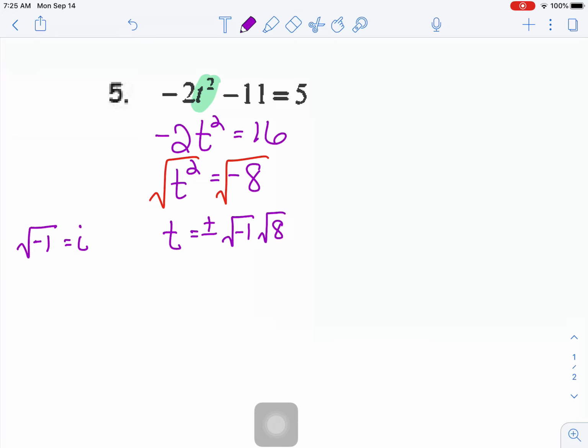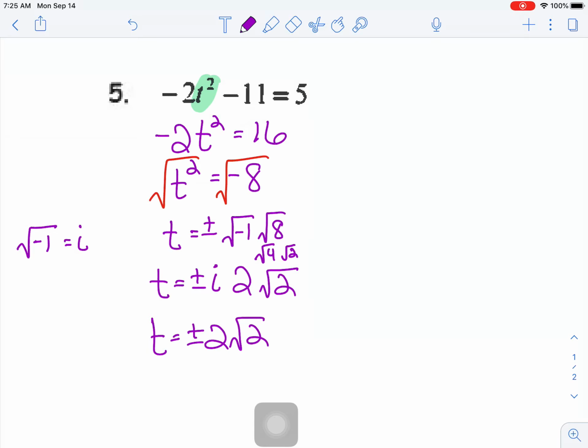So using that definition, I'm also going to break up that root 8. All right, so square root of 4 and square root of 2. So this is going to be 2 root 2. Mathematically, the conventional way to write this is to put the numeric part first, 2 root 2, and then the imaginary component, the i value, last.